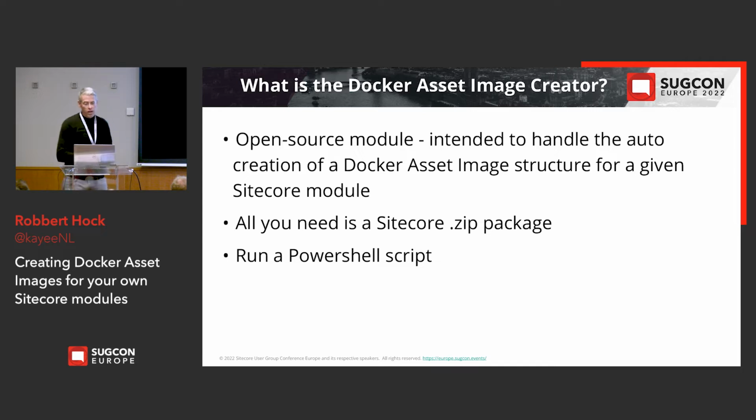I created a project on GitHub, which is open source, which basically means taking a Sitecore package. So all you need is your old Sitecore zip package. Previously, we installed that through the installation wizard. With Docker, we have to do that completely differently. And basically, all you need to do is run a PowerShell script. It's not a huge module, but I think it will help you if you're trying to make the transition from normal Sitecore MVC development, installing packages on a CM server, to Docker.